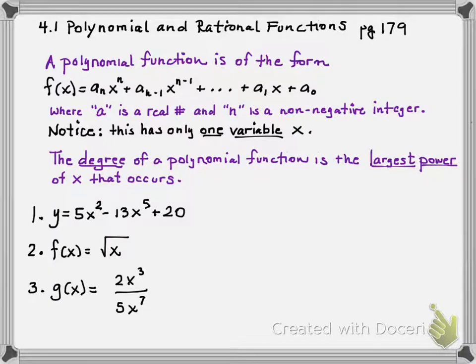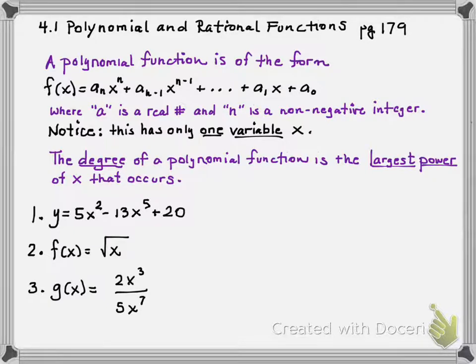A polynomial function is written in the form f of x equals a sub n times x to the n power plus a sub n minus 1 times x to the n minus 1 power plus all the way down, whittled down to a sub 1 times x plus a sub 0. Now, the a sub n minus 1, etc., those are your coefficients, and those need to be real numbers, okay? So a is a real number, and n, those are your exponents, right? Your powers need to be non-negative integers, right? So non-negative, like whole numbers.